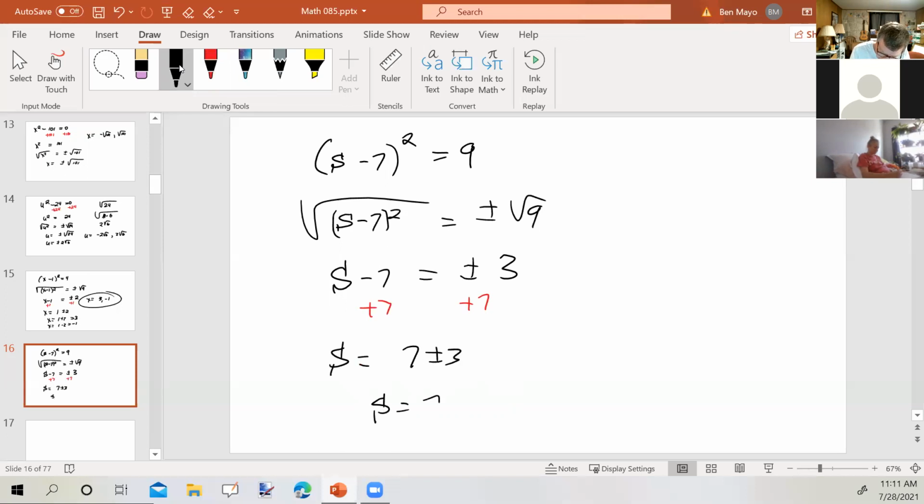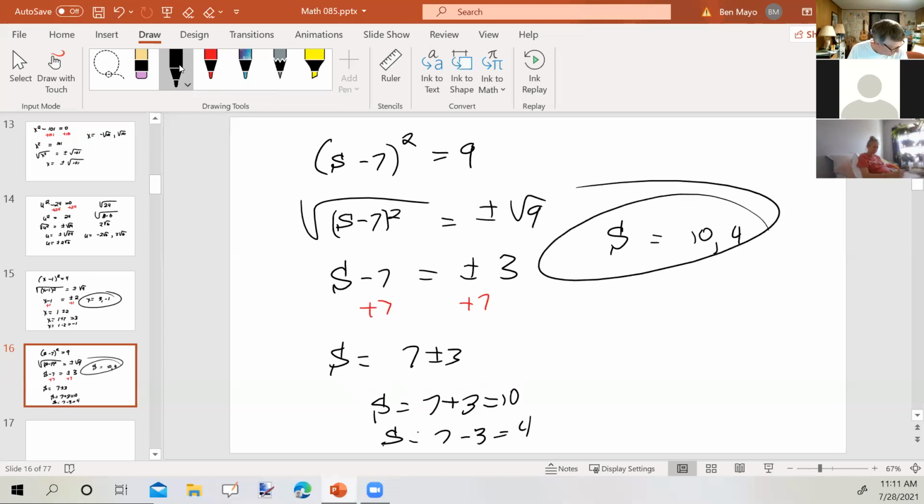So s equals 7 plus 3, which is 10. S equals 7 minus 3, which is 4. So s equals 10, comma, 4. Those two solutions.